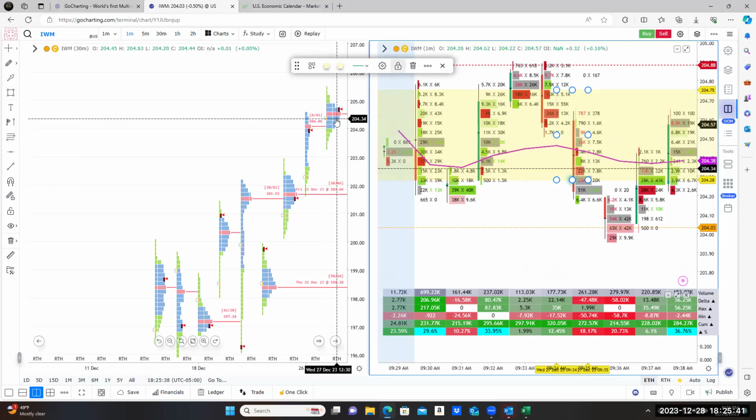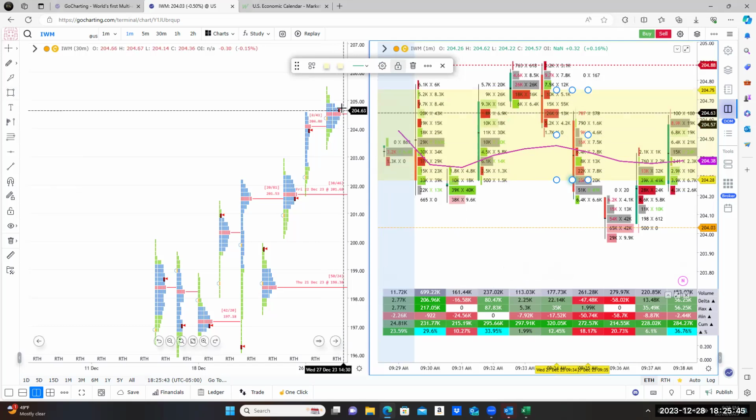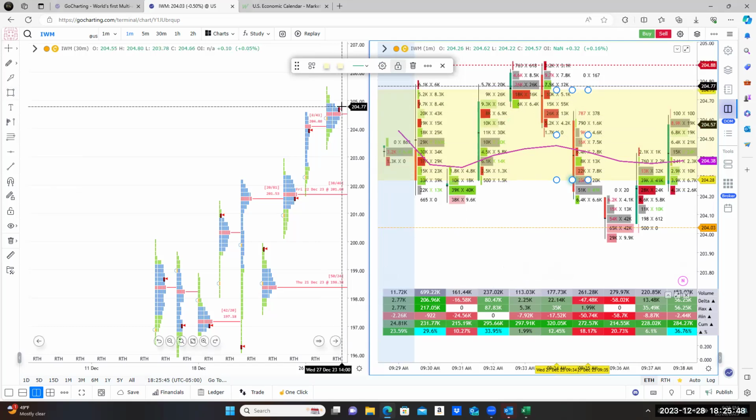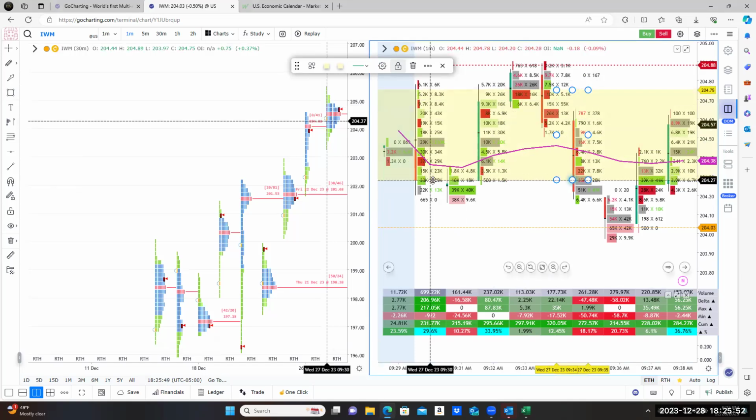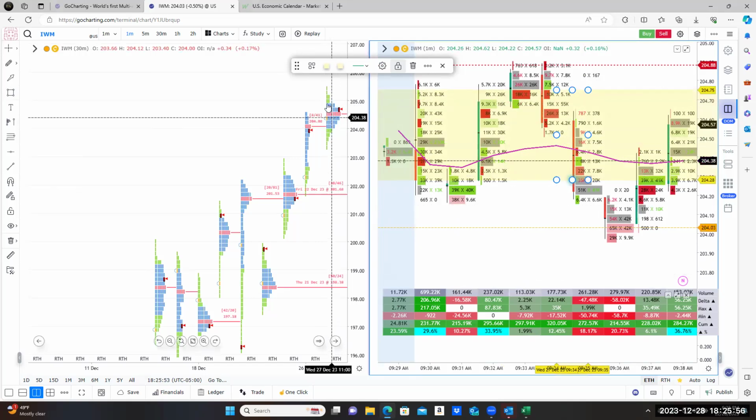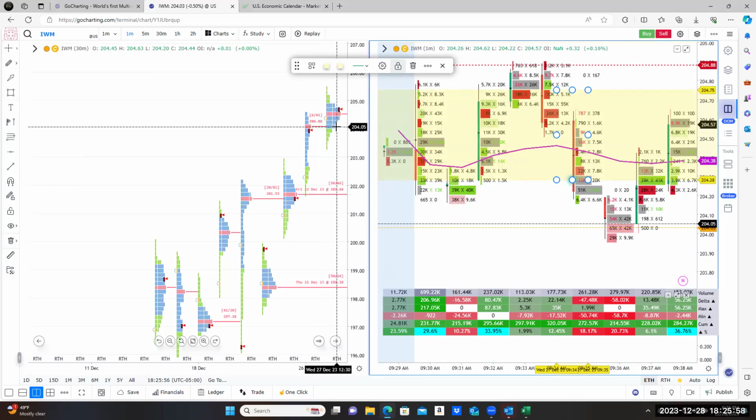So I have my value area from yesterday, the higher nodes. I have 204.75, and I have it all the way down to 204.27. Now, this is all the market profile of yesterday. This is the movement of yesterday.